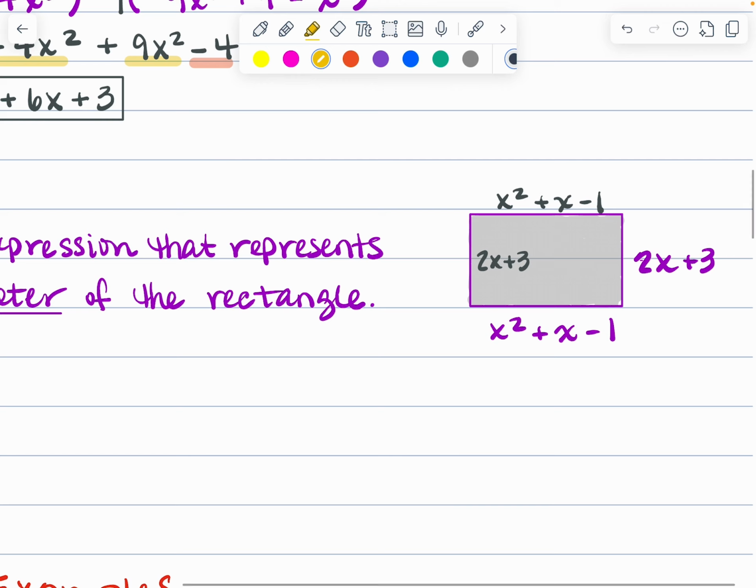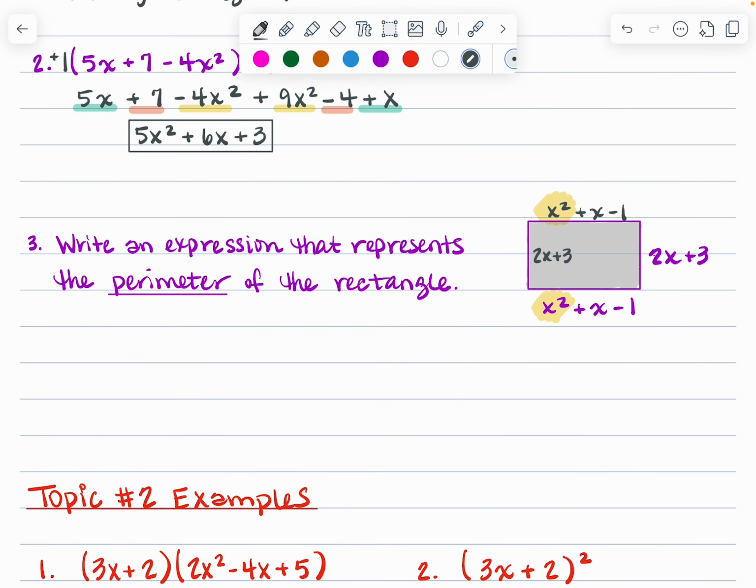So, and I want to make sure I pick the highest degree again. So I'm going to go find all those x squareds first. And it looks like I only have 1x squared on the top and 1x squared on the bottom, which is going to give me 2x squareds. Right? Then we want to go find all those x terms.